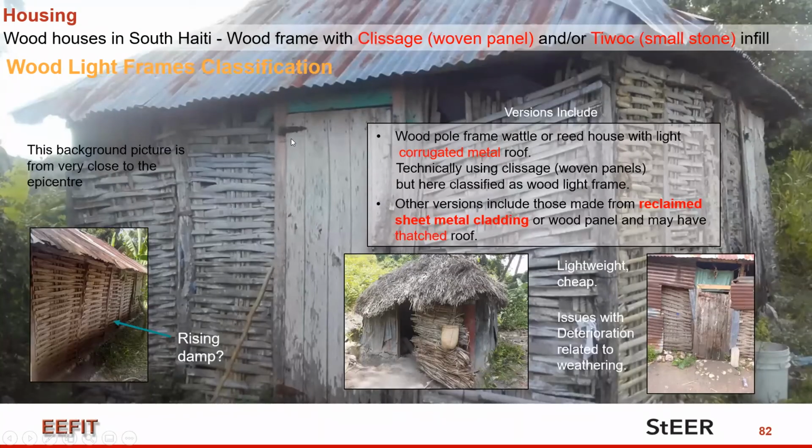The first typology is wood light frames. You can see from the pictures, this includes those made from wood pole frame metal with a light metal roof. Also, some are made from reclaimed sheet metal or wood panel cladding and may have thatched roofs. They are lightweight and cheap, and issues with deterioration related to weathering might make them vulnerable.